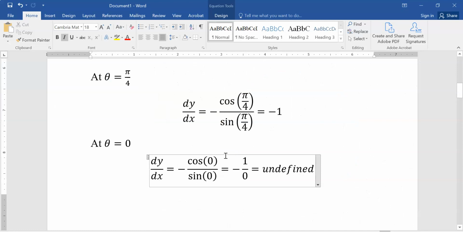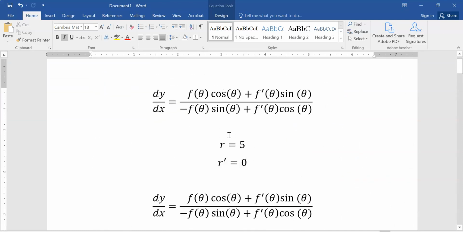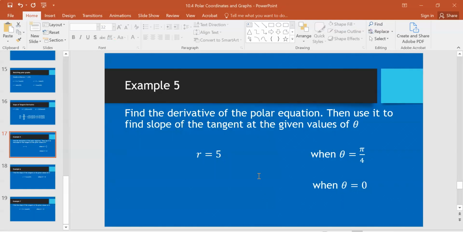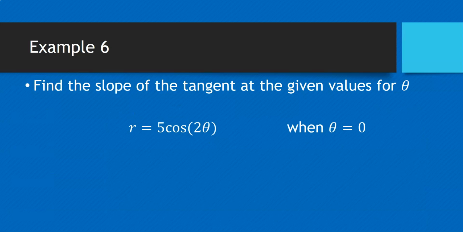So that's the idea of derivatives. Now, r equals 5 was a really nice simple polar equation. Obviously, our polar equations can get more complex. So I would like you to try example 6 on your own. Find the derivative and then find the slope when theta equals 0.